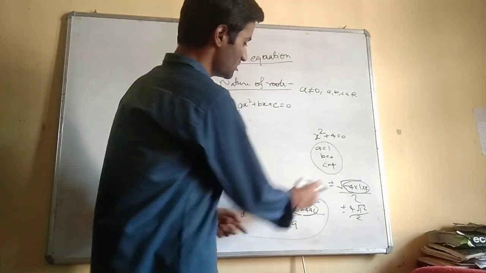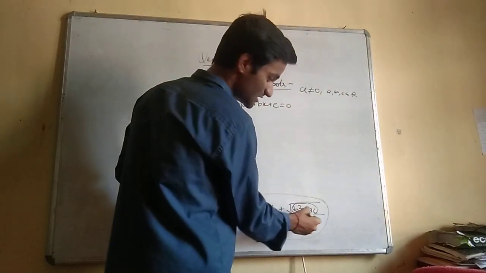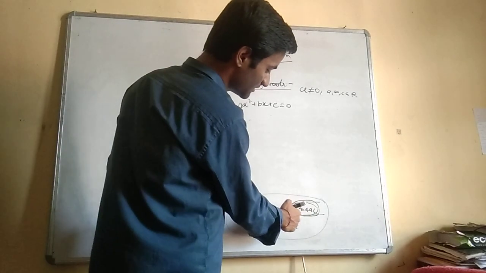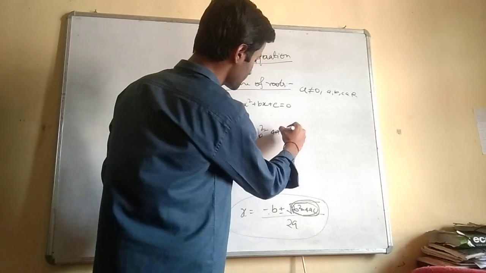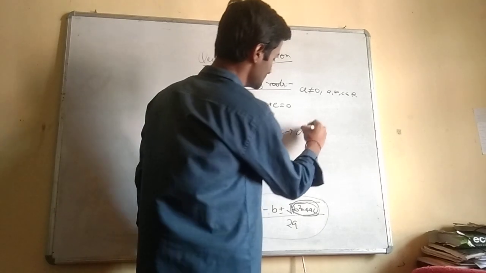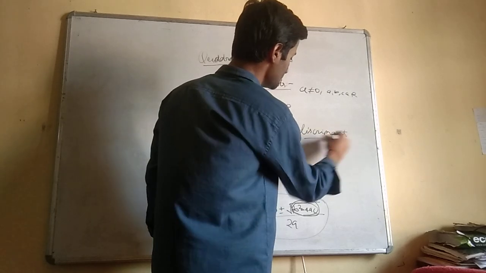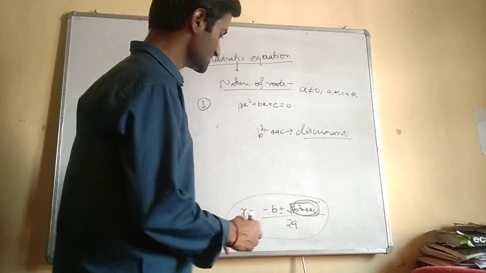So what can we say? We can decide the nature of the roots with the help of only this term, because this is the only term which is deciding everything. So we are giving a new name to this one: b square minus 4ac will be the discriminant. And this discriminant will decide the nature of the root. So how will this decide?